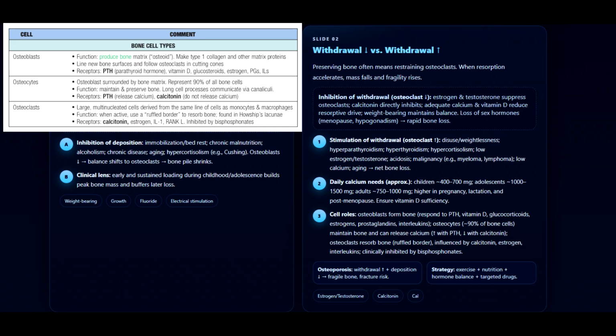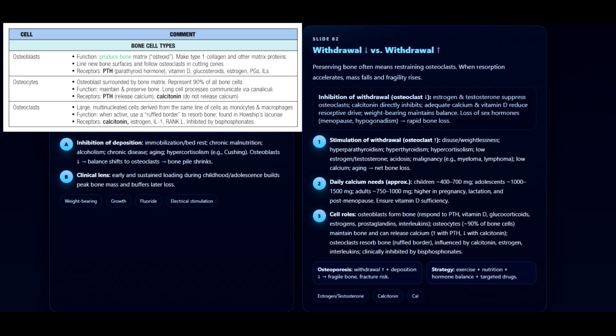Osteoclasts, large multinucleated cells derived from the monocyte-macrophage lineage, are the resorbers. When active, they develop a ruffled border which increases surface area for dissolving bone. They respond to calcitonin, estrogen, and interleukin signals, but are inhibited clinically by drugs like bisphosphonates.